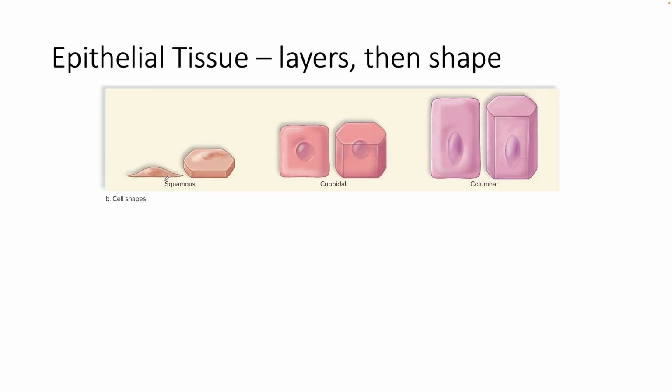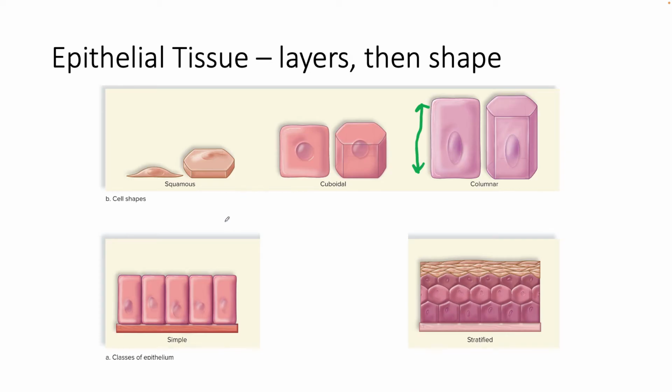So our 3 shapes are squamous, which are kind of long and thin. You see how thin this is from the side. Cuboidal, which are just about as tall as they are wide. And columnar, which are tall, sort of skinny cells. And then we have simple. So if we look at this, we've got our basement membrane on the bottom that holds the cells down into their sheet. And then we've got cells that are tall and skinny. So this would be simple columnar.